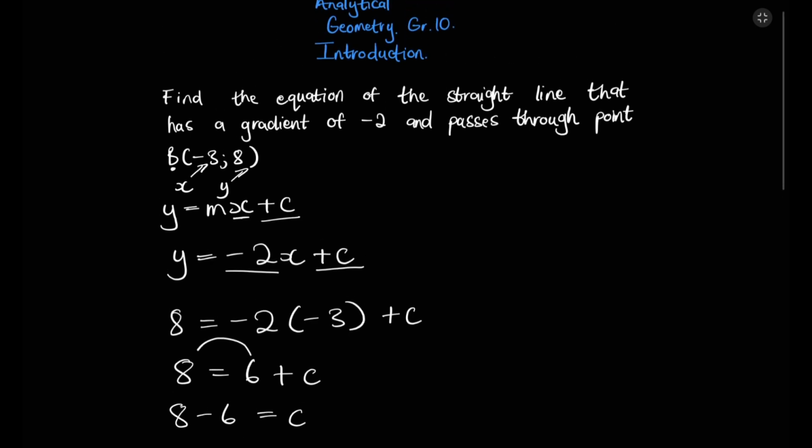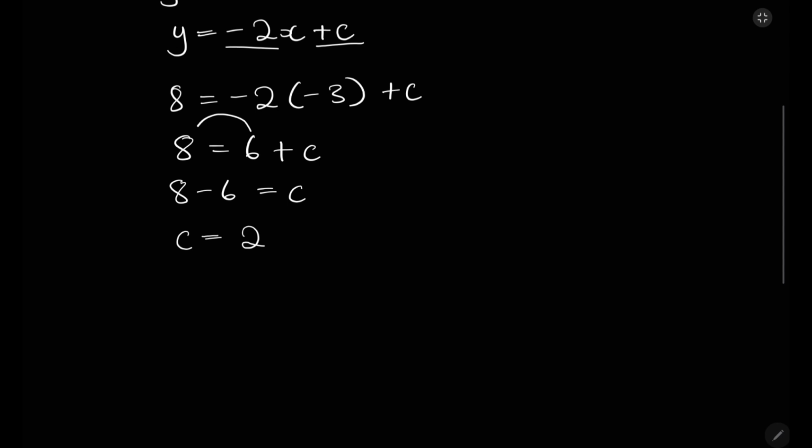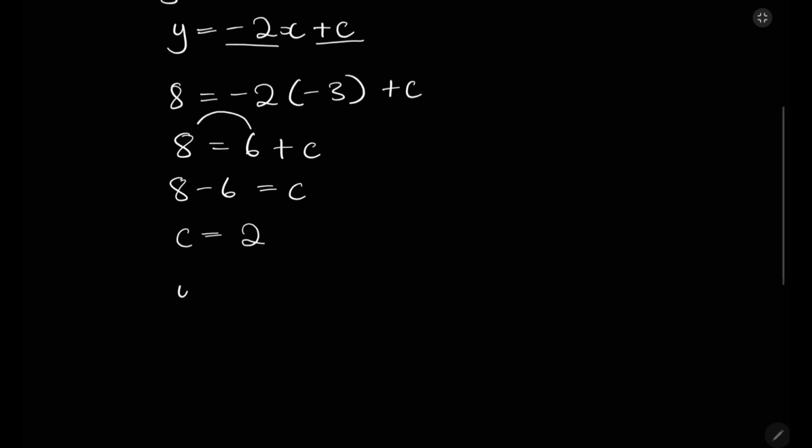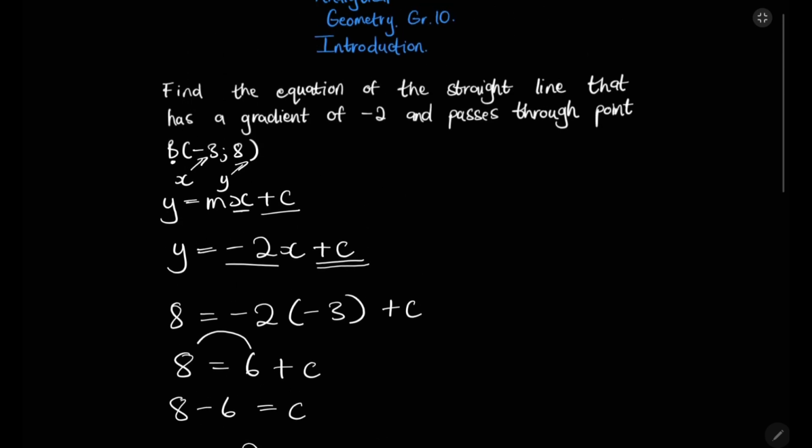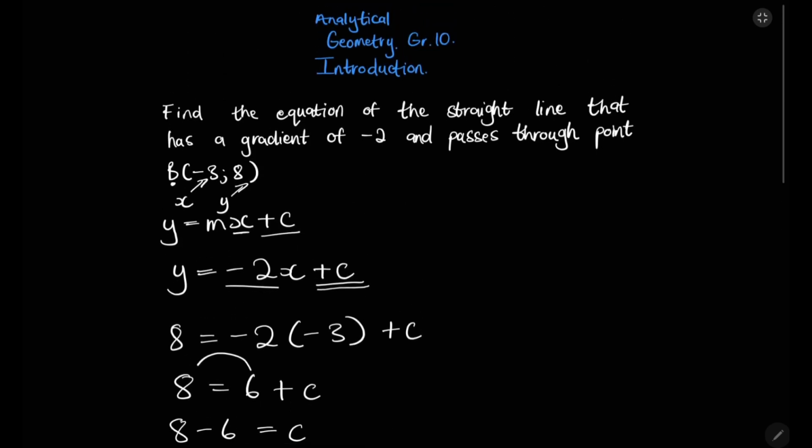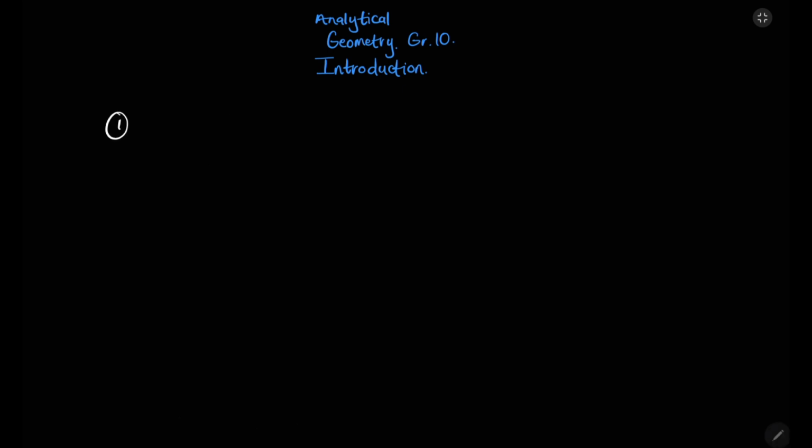Now let's write our final formula. This time we have c. Okay, so your straight line formula will be y is equal to -2x plus, what is your c? 2. So that is how the straight line formula works, and I'll do more activities as we navigate analytical geometry together. Again, let's make a list of all our subtopics.